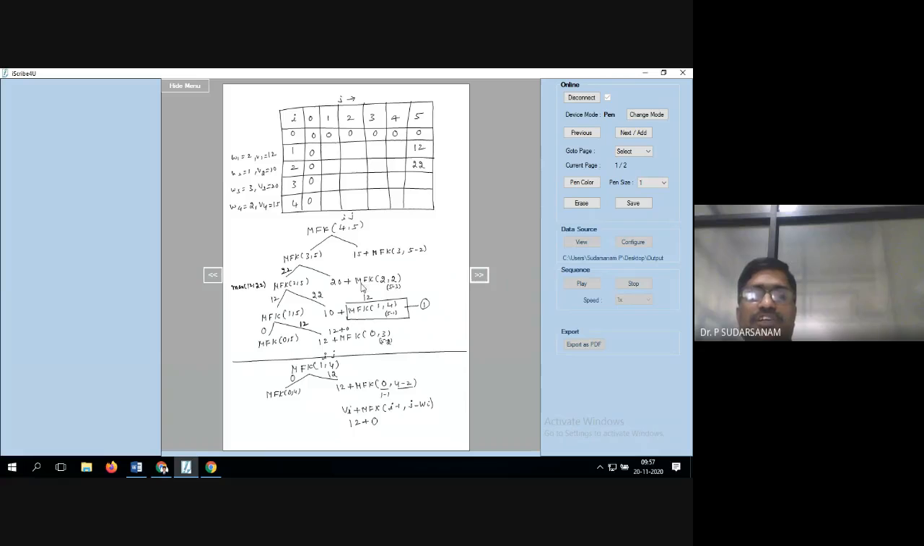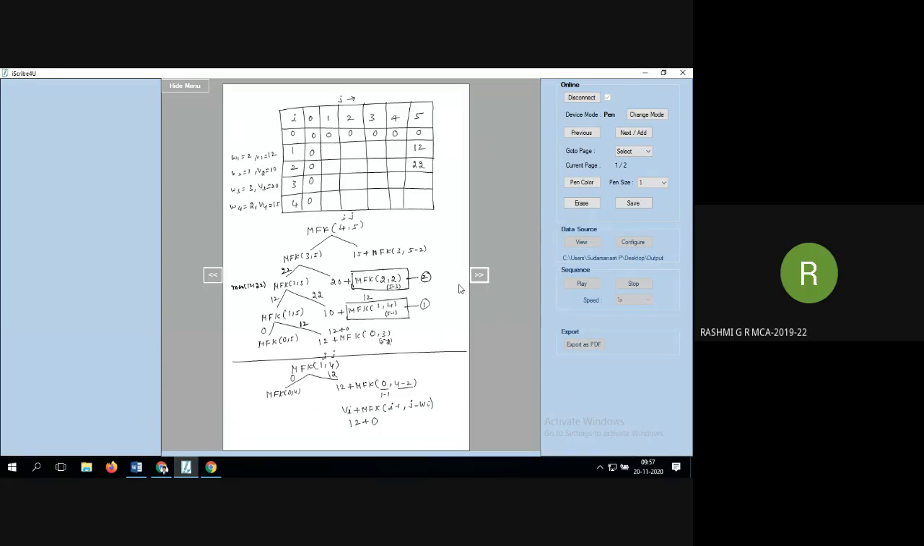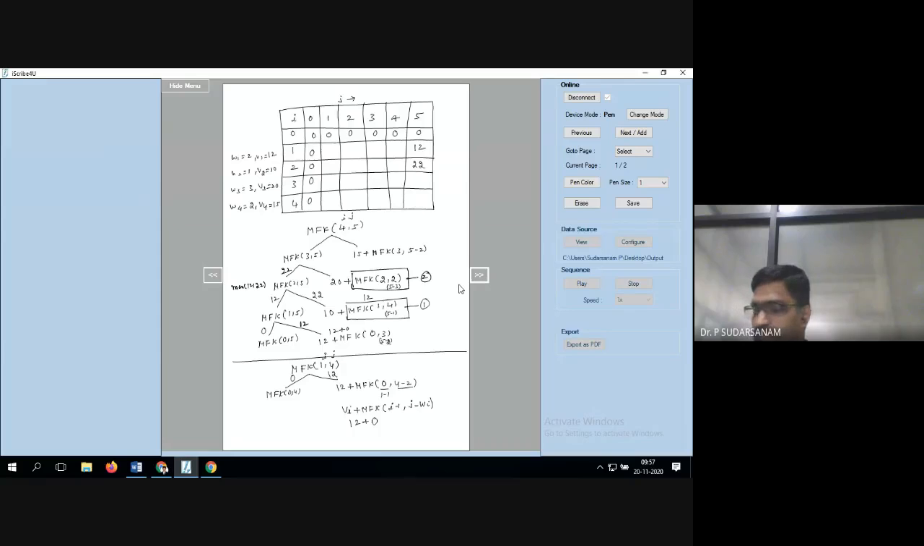Now you have to solve the right hand side. This is nothing but MFK of 2 comma 2. So copy. Shall I move to the next page? All of you copied up to here? Yes, sir. Right. So I'll move to the next page.